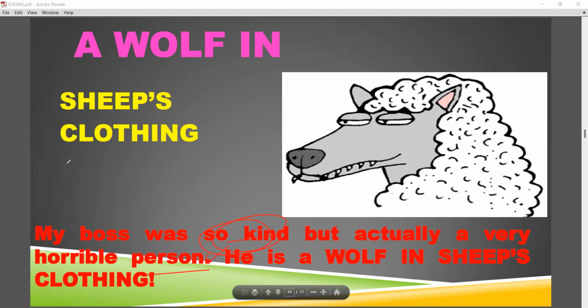It is used for a person who has a very pleasant and friendly appearance, but that basically hides the fact that they are actually evil. So what is happening? The boss was portraying himself to be very kind, but deep inside he's actually a horrible person. So he's a wolf in sheep's clothing. I hope you got the logic.